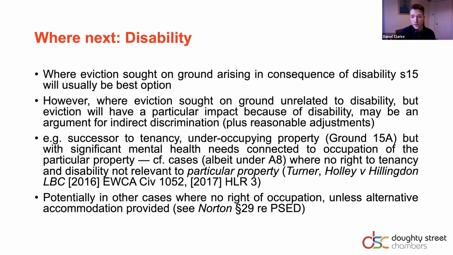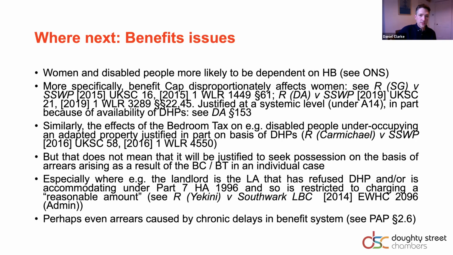So, for example, it's worth noting in Turner and Enfield, where there was an unsuccessful argument that Turner should stay in the particular property, that was already in a context where the local authority had said, well, of course, we will provide alternative accommodation. So the second area in which I thought there's potential for indirect discrimination arguments is in relation to welfare benefits issues.